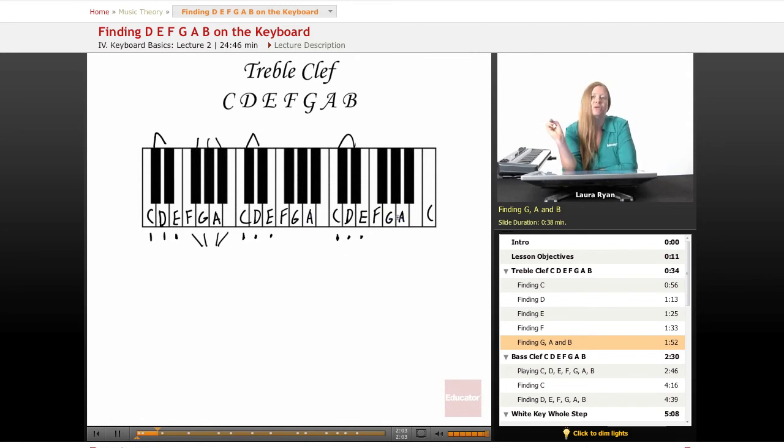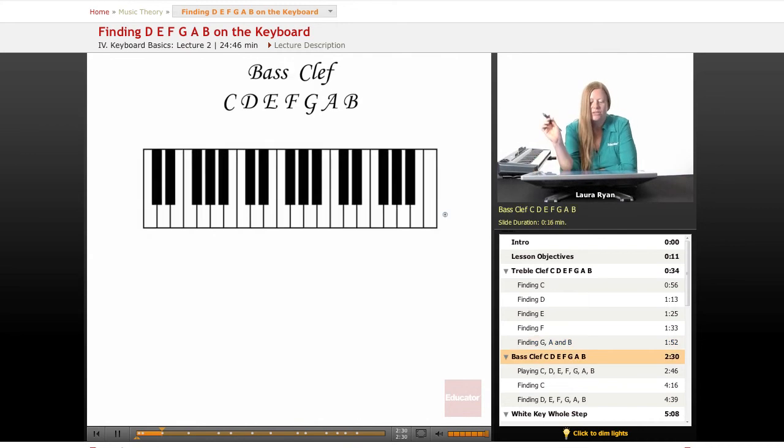Most of the time, people who need to find notes quickly are piano players, and you may be a piano player already, but if you're not, it's okay. We are learning very detailed lessons about the piano and the keyboard so that you can feel confident using the keyboard to further study your music theory. So we've labeled every C, D, E, F, G, A, B on our picture of the keyboard. And let's move on to our bass clef C, D, E, F, G, A, B.